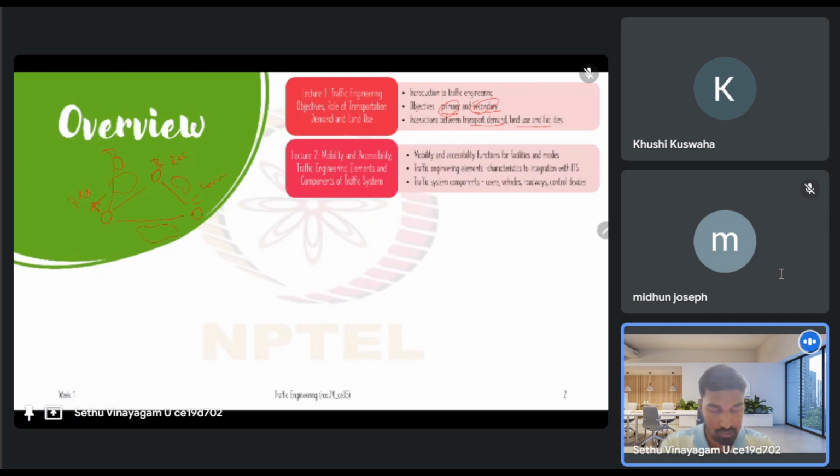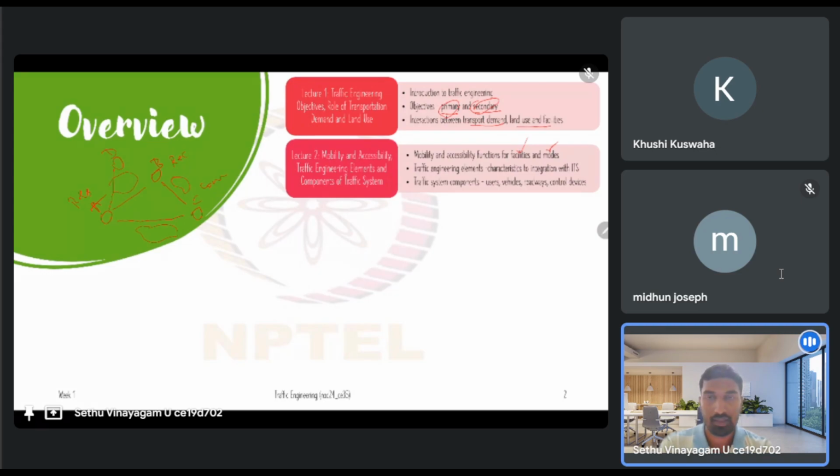And also this mobility and accessibility is defined for different facilities and different modes of transport as well. So there is a variation between these facilities as well as modes for these mobility and accessibility functions. Then we looked at the different traffic engineering elements.